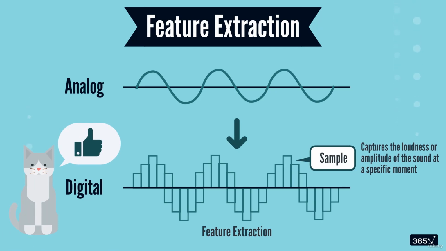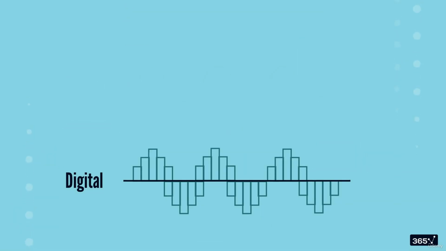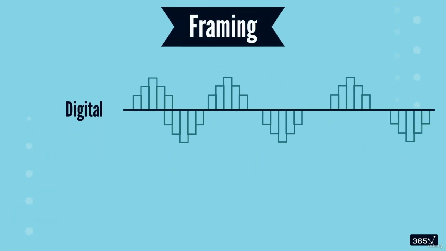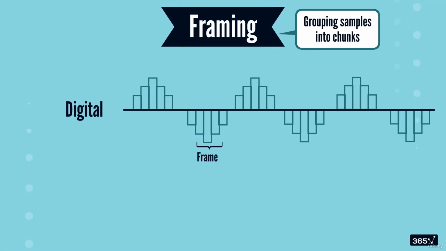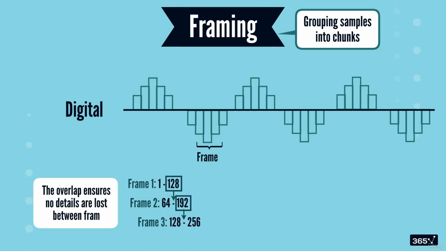Understood, right? Once we have digitized the sound, we need to organize the samples by framing, which involves grouping samples into small chunks for more straightforward analysis. For example, frame 1 can include samples 1 to 128, frame 2, 64 to 192, frame 3, 128 to 256, and so on. This overlap helps ensure that no crucial details are lost between frames.